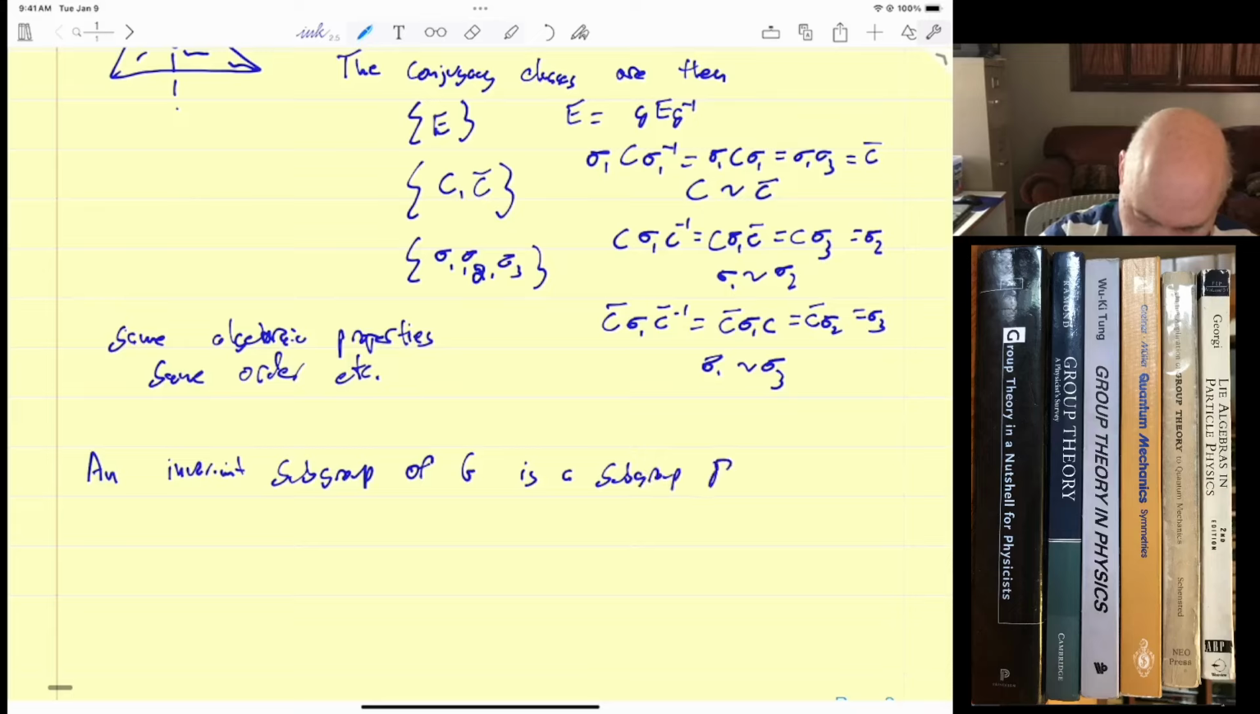let's call it script B, which consists of whole classes of G. So you can't just have part of a class for an invariant subgroup. You could have like E, C, and C bar. That would be an invariant subgroup because it consists of the whole class. Of course, it has to be a subgroup, so it's always going to have the identity class in it. But otherwise, if it has one element of a class, it has to have all the elements of the class.